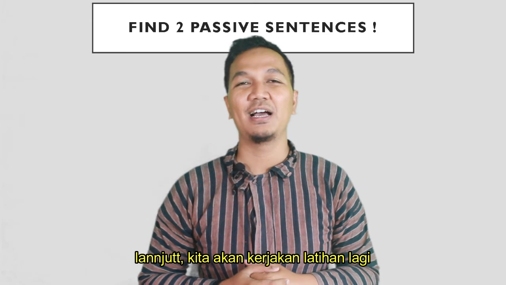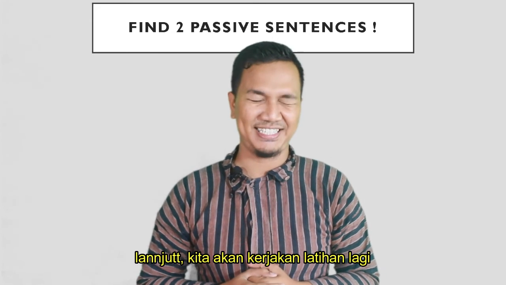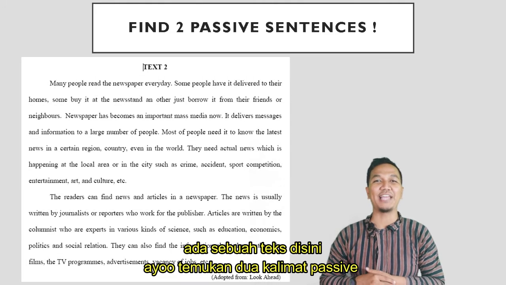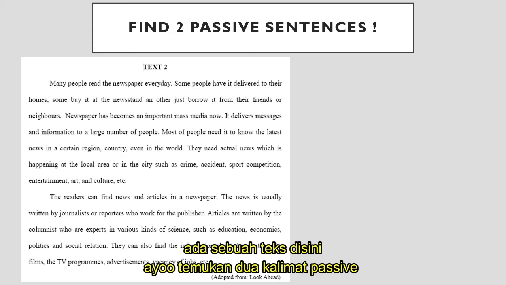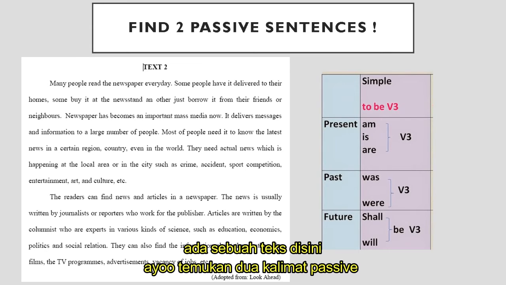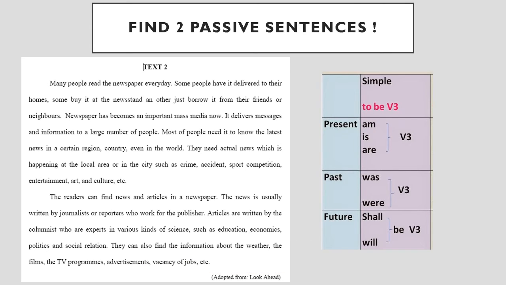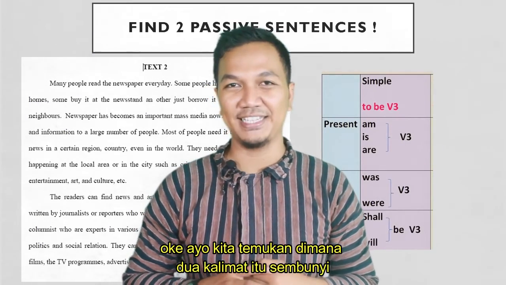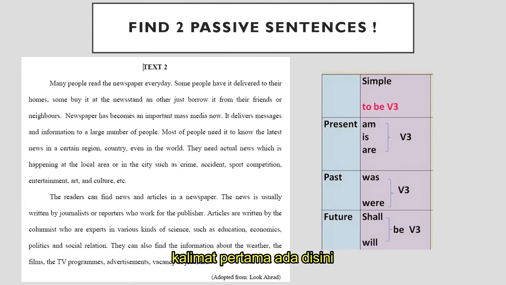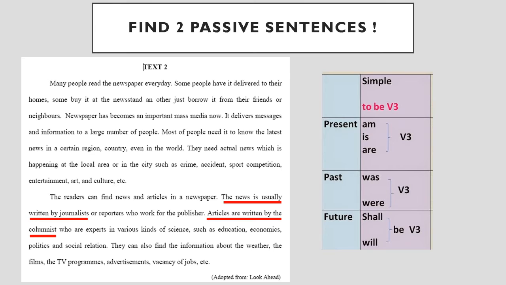Next, we have other exercises. Here I have a text. Now, can you find two passive sentences in this text? Okay, let's see where is the passive sentence hide. The first sentence is in here. The second sentence is in here. Did you get it?